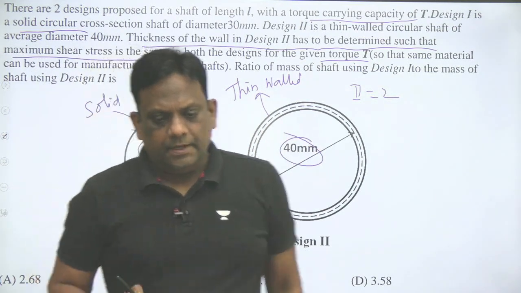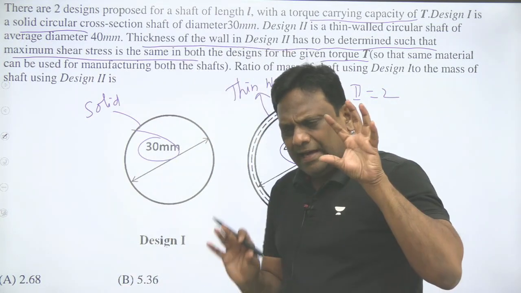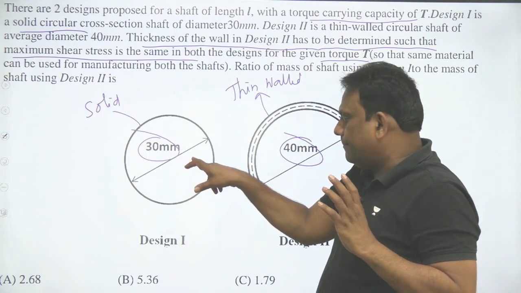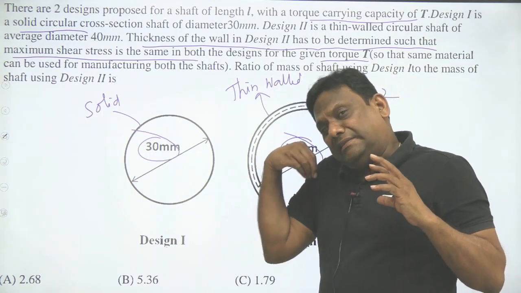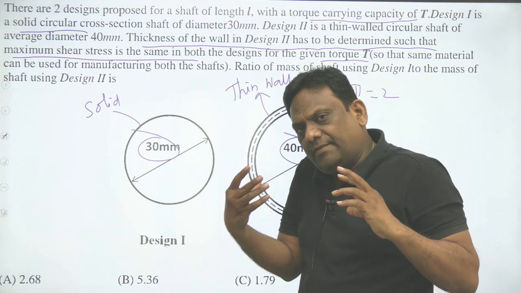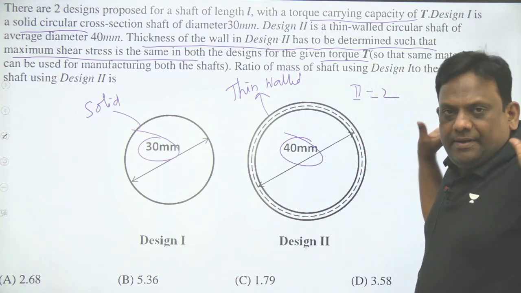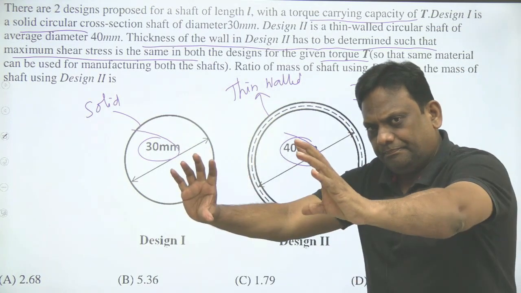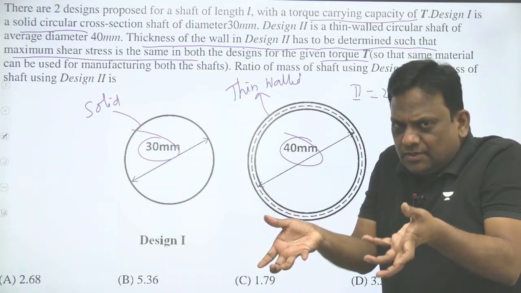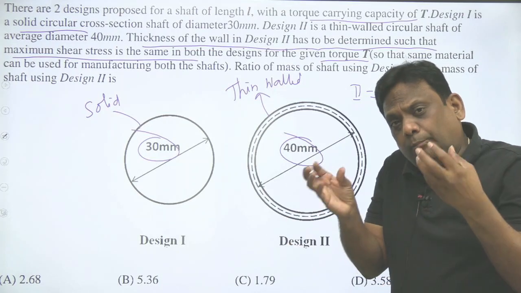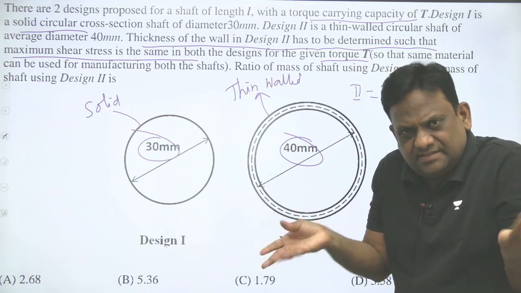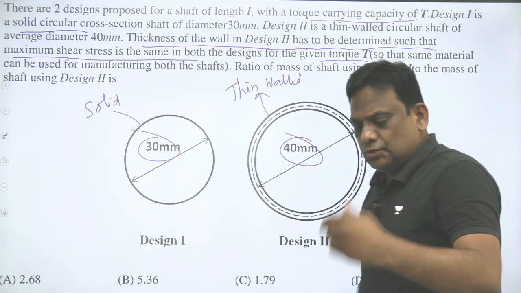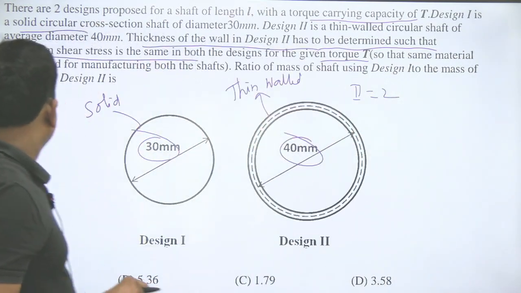Very good question. Now, let me repeat. There are two shafts. One is a solid shaft of 30 mm diameter. The other is a thin walled shaft of 40 mm diameter. Both are of the same length, both are subjected to the same twisting moment, and both are made of the same material. So the maximum shear stress is the same. What is he asking? The ratio of the mass of 1 to the mass of 2. Let's try to do this.